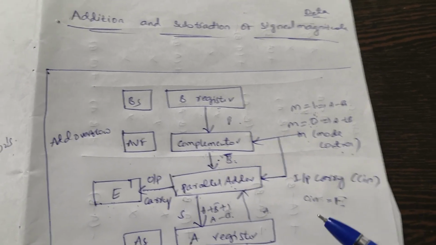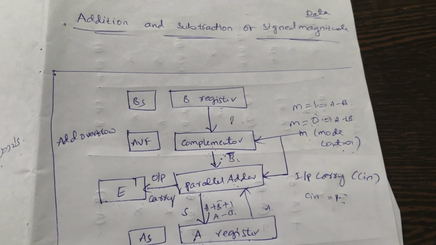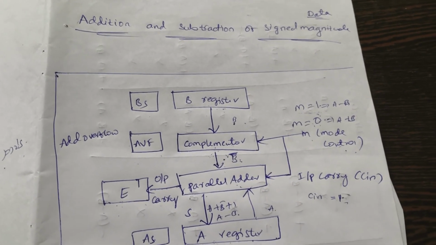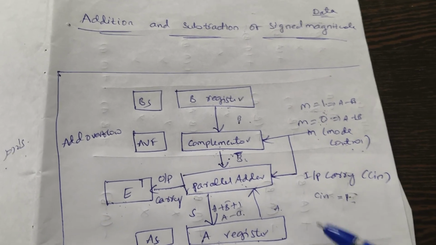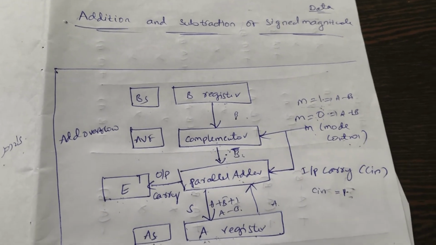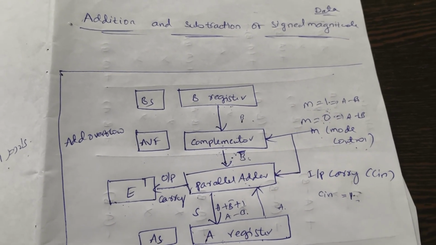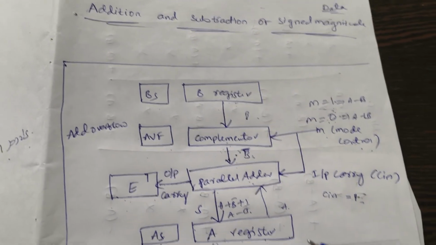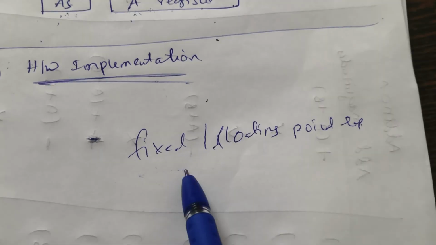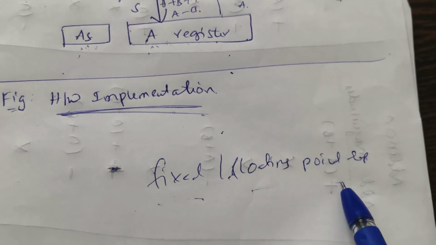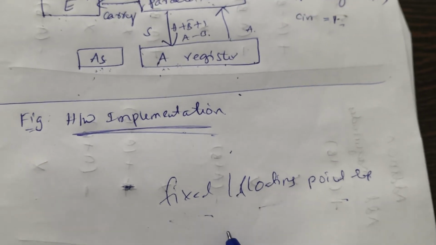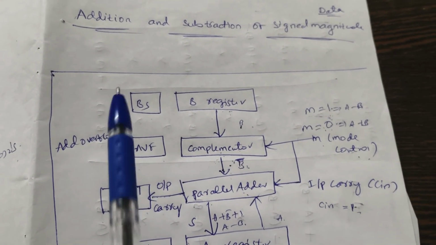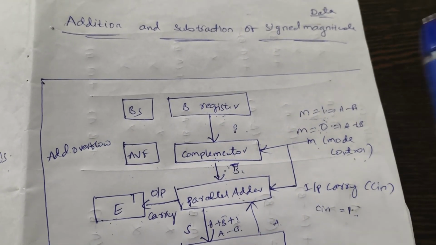So what do you mean by arithmetic operations? It consists of arithmetic instructions. In arithmetic instructions, how is the data represented? The data is represented either in the form of binary or decimal data. That binary or decimal data may be in the form of a fixed point representation or floating point representation. Today we are going to learn about the fixed point representation for addition and subtraction of sign magnitude data.